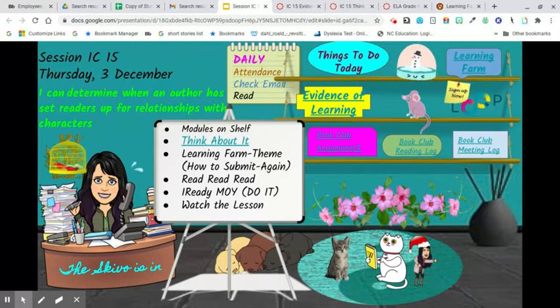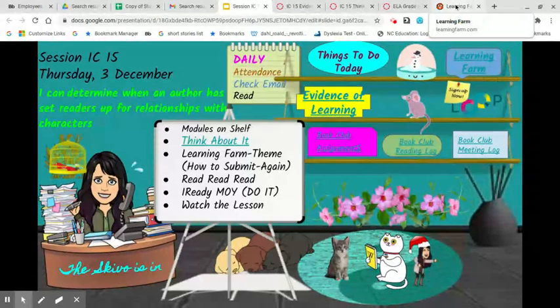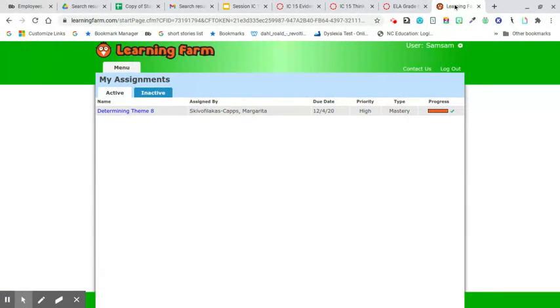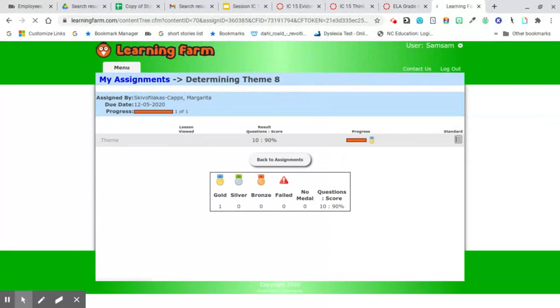All right, so we've covered the Learning Farm. Now, did we cover the Learning Farm? No, I need to do the Learning Farm for you. I'm sorry. So, Learning Farm and how to submit it. I showed you this before. Here's Sam's page, and here's his determining theme. So I click on that. And this shows me his score. It shows me what his assignment was, how many questions he answered, and what his percentage was.